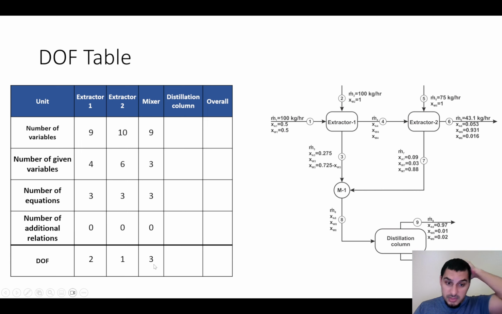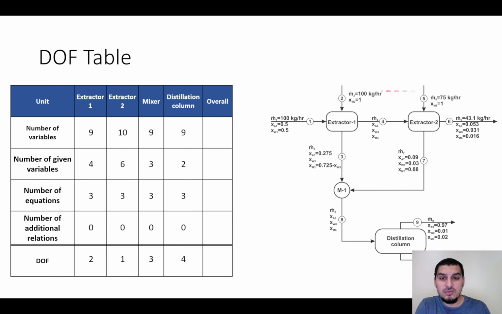And finally, for the distillation column, we are looking at streams 8, 9, and 10. So we have 1, 2, 3, 4, 5, 6, 7, 8, 9 variables. We know only 2, so it's 9 with 2 given variables. We have 3 equations, so this makes the degrees of freedom equal to 4. So it seems that none of the units is solvable with the given information, so we can try one more thing, which is the overall loop.